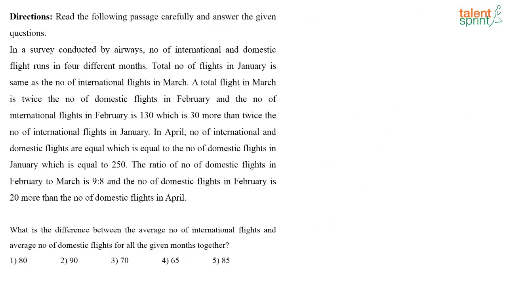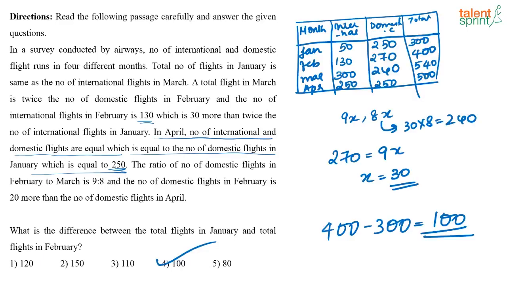Yes. So how would you solve this? What is the difference between the average number of international flights and the average number of domestic flights for all the months put together? So what is the total number of international and the total number of domestic flights for all the months put together? So the total number of international flights is nothing but 250 plus 50, that is 300.